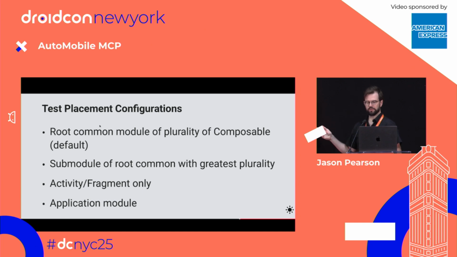The configuration's available. I think the top one is the correct one and everything else is wrong, but I'm reasonable and I want to get some feedback from the community of what works and what doesn't. The root common module of the plurality of composables seems like the best place to put the tests for what you observed during your exploration. And if it's not, just move it. It doesn't have any kind of test update or merging ability yet. So as of right now, it just puts it where it thinks it should go, and then it's up to you if you want to move it.